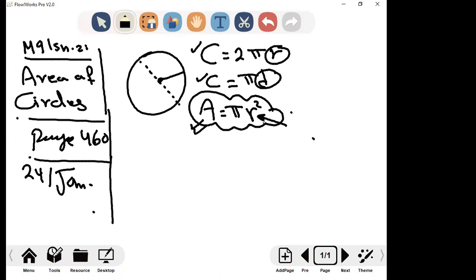So let's check the homework, page 465, question 1. In question 1, find the area of the circle. Use the 3.14 for pi, round to the nearest hundredth if necessary. What's the radius here? In question 1.